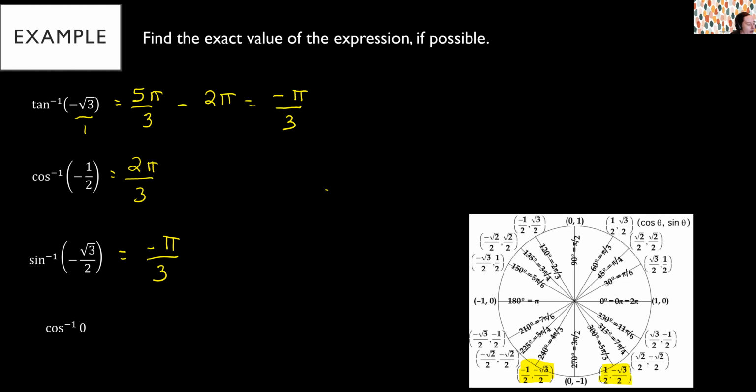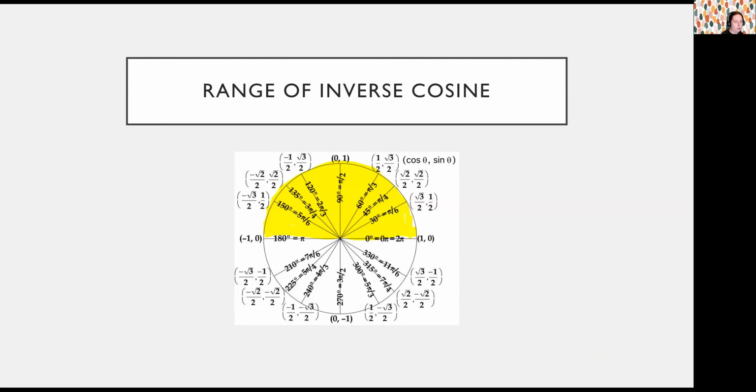And then we have cosine. So arc cosine of 0. So cosine is typically the x value. So where is our x value? 0. So we've got it up here at pi over 2, and then at negative pi over 2, or 3 pi over 2. And so you go back to your range of the arc cosine, and that's going to be in the upper half. So pi over 2 is going to be our answer because that's in the upper half.